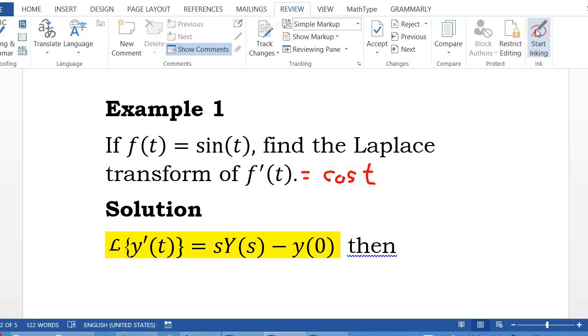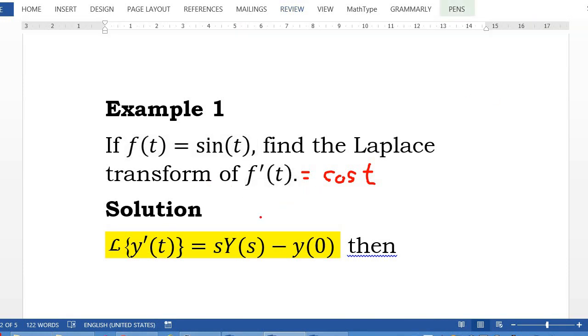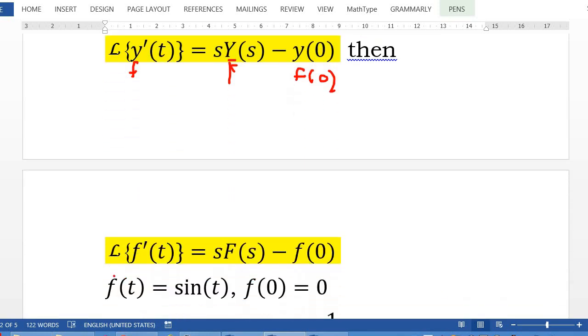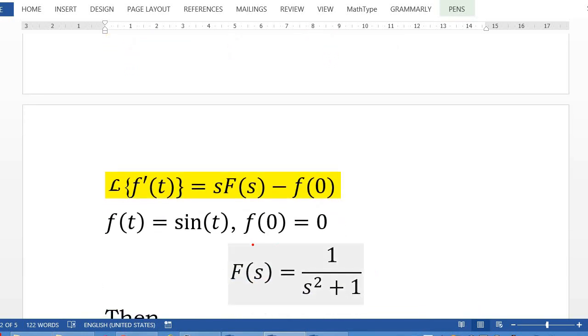And then you have here the first derivative. So the Laplace transform for y prime t is s Y(s) minus y0. If it is the Laplace transform for f, you just change the y here to f. So this is capital F. For the result of the Laplace transform, we use a capital symbol. This means the Laplace transform for f prime t will equal s F(s) minus f0, which is on the next page. Given f(t) is sin t, when t is 0, sin 0 equals 0.